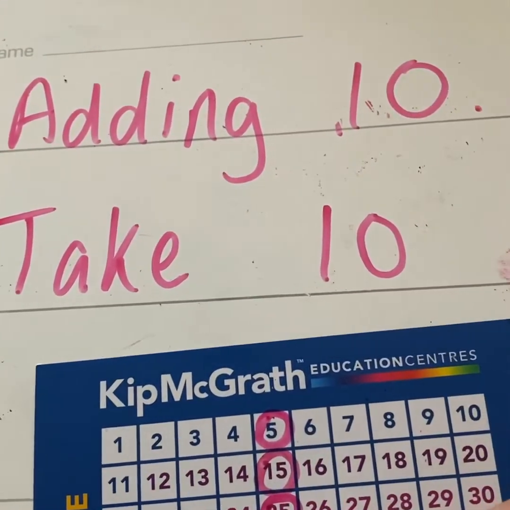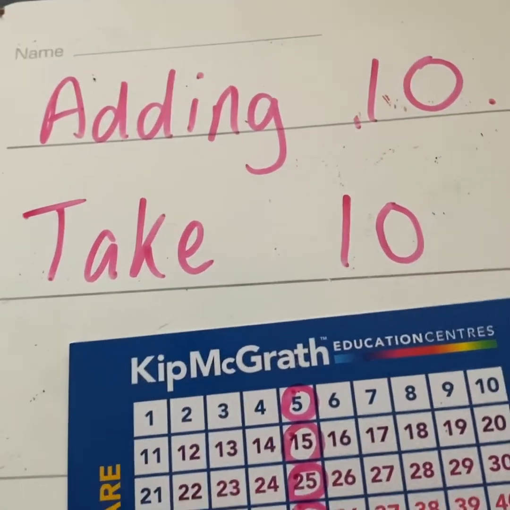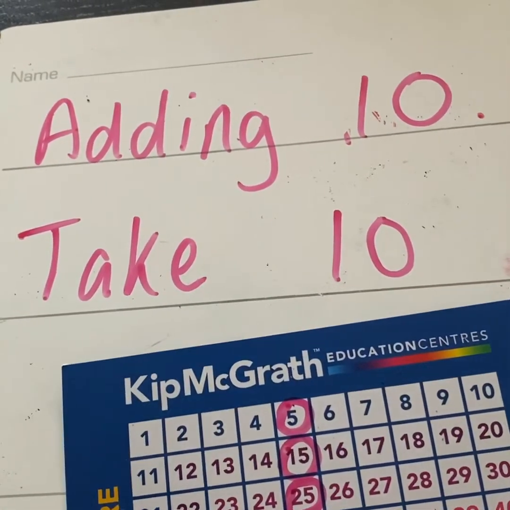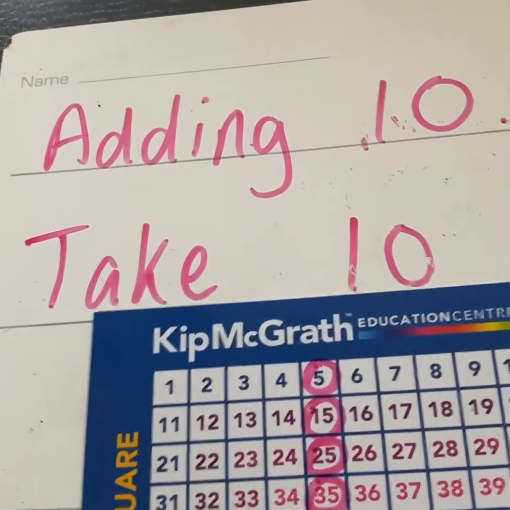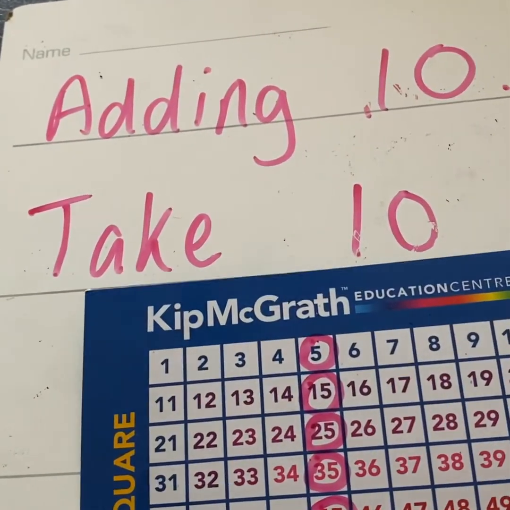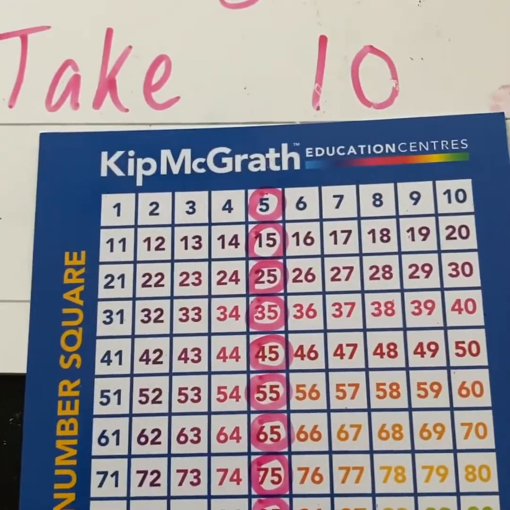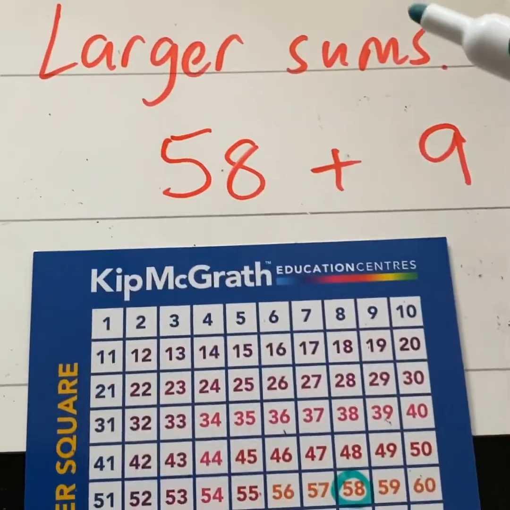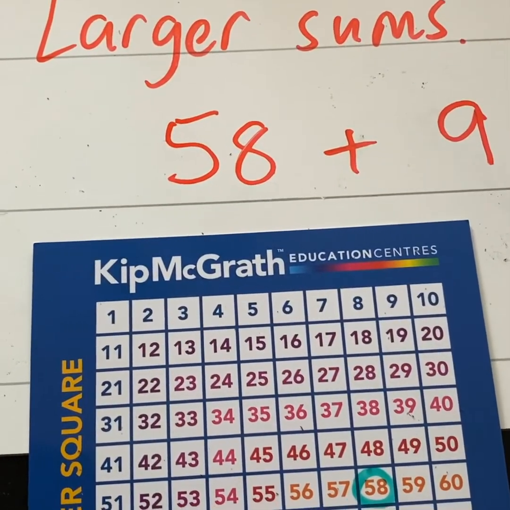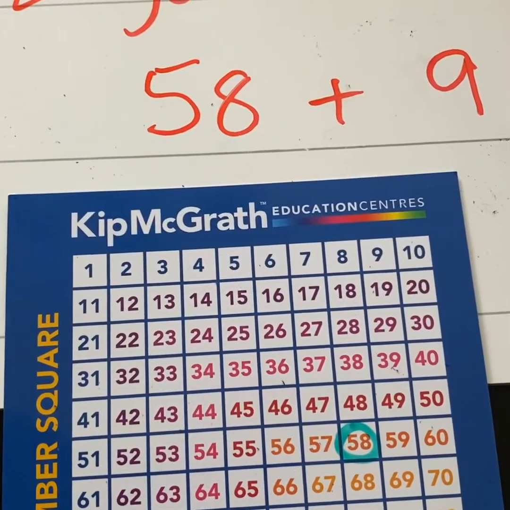And then if you carry on adding 10, they will quickly see that they don't actually need to do any working out, because adding and taking away 10 is just always in the same column. Hope you can see that clearly. And then you can use this for larger sums as well, for older children.